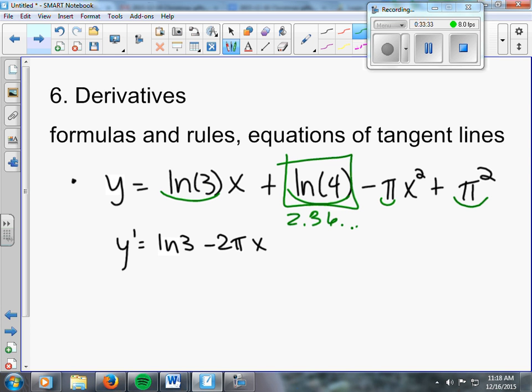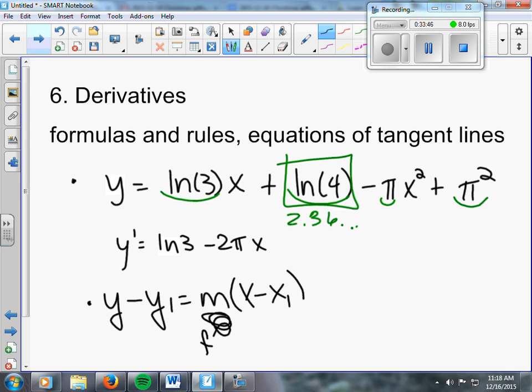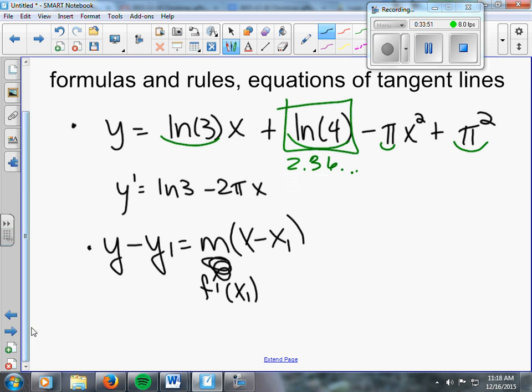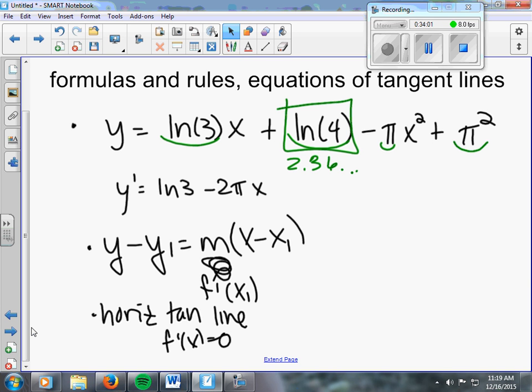Okay, you also will be required to find equations of tangent lines. Remember how to find the equation of a tangent line? You're just using point slope form. And for your slope, use your derivative and evaluate it at that x value that you were given. Also, horizontal tangent lines, that means that this derivative is 0. And then you would solve for x. Be able to do second derivatives and third derivatives and fourth derivatives if necessary, but those are just repeated derivatives. So you do the derivative one time and then you do it again.